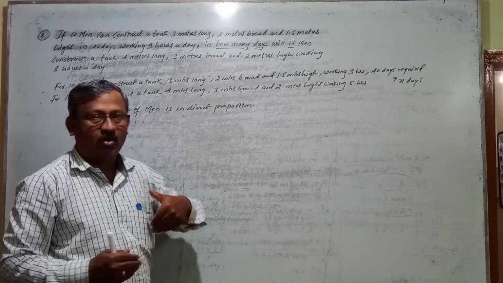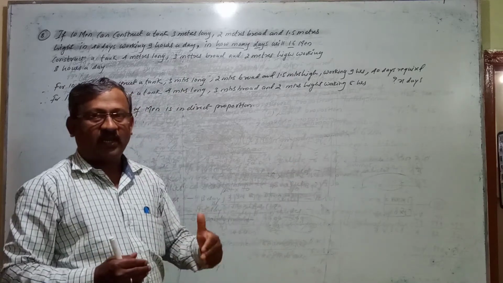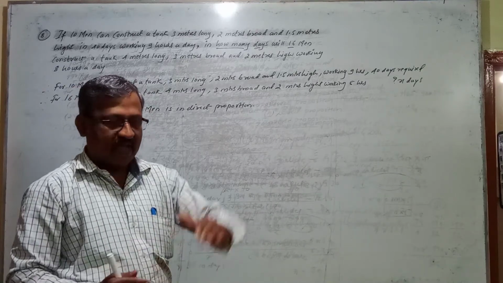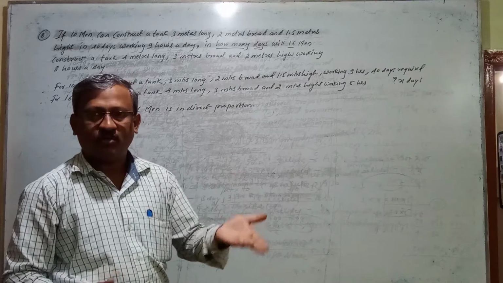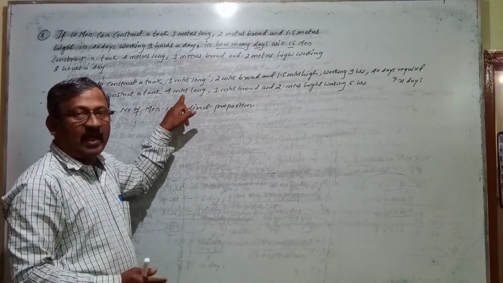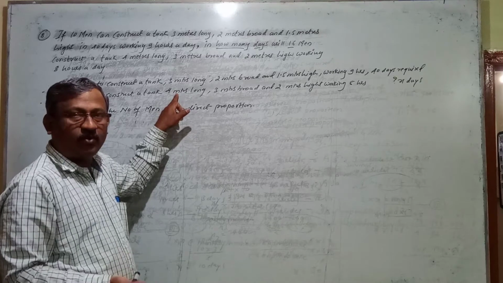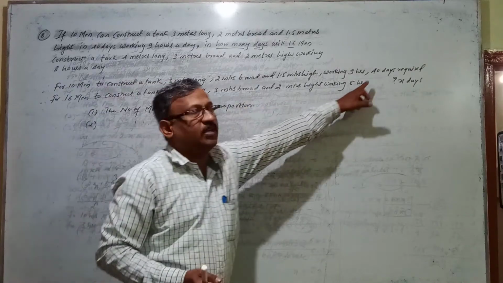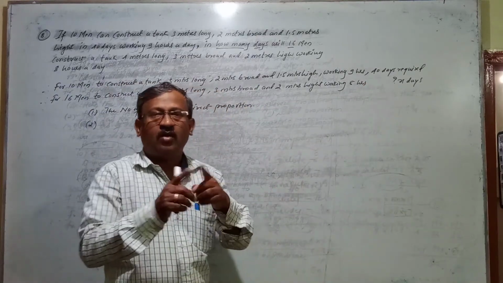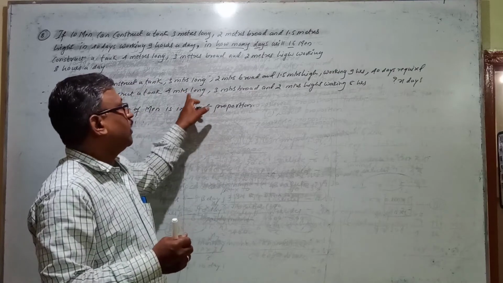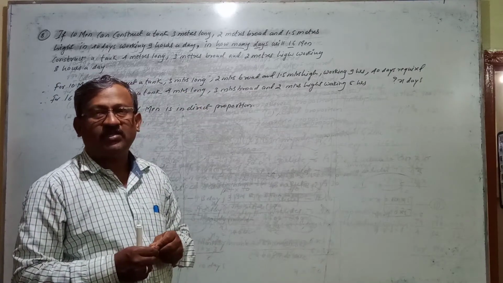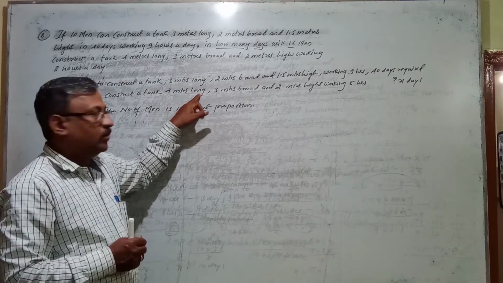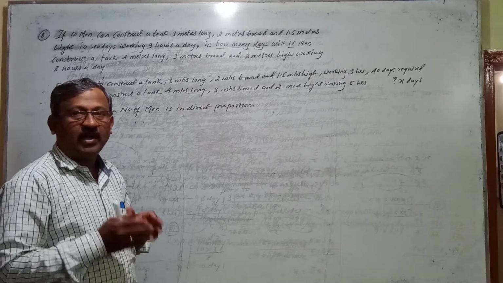As the length of the tank increases, the number of days required to construct also increases. Means as the work increases, the number of days required also increases. Here the length of the tank has increased from 3 meters to 4 meters, and due to that, the number of days required are also increasing. So both are increasing. When both are increasing or both are decreasing, it is said to be direct proportion. So here the ratio of length is in direct proportion.